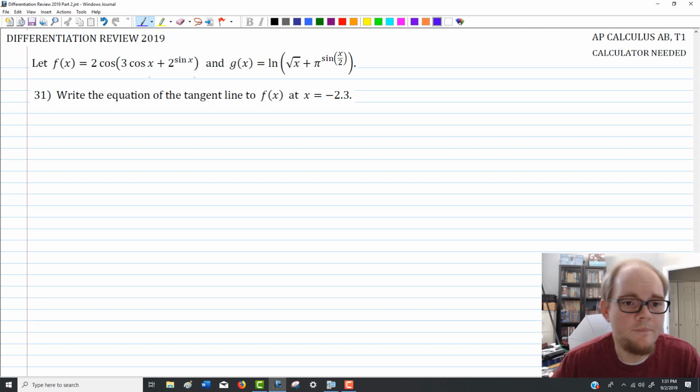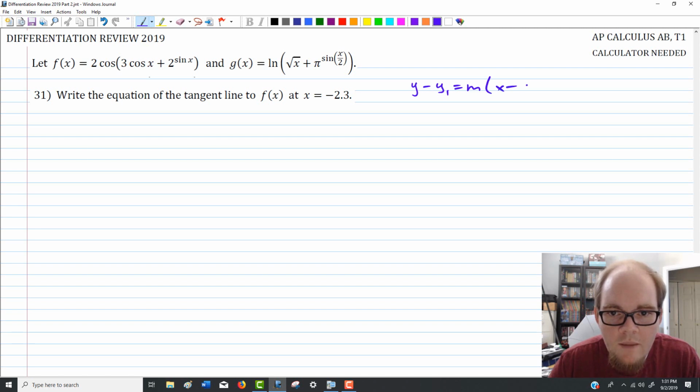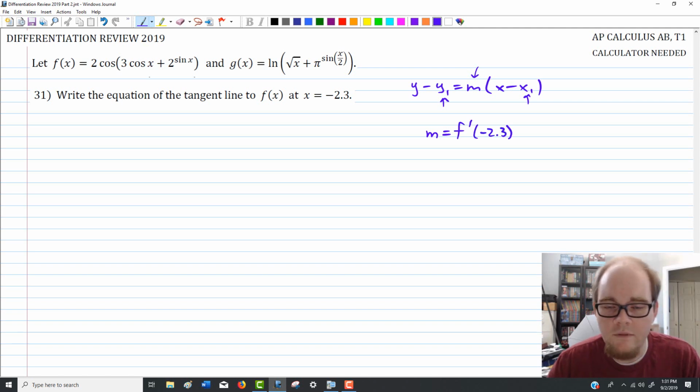So 31 wants us to write the equation of the tangent line to f of x at x equals negative 2/3. So now this isn't normally a very difficult thing, but because we're using a calculator, it can be a little bit uncomfortable. So if you recall, to get to a tangent line, we need a couple ingredients here. In particular, we need x sub 1 and y sub 1, the point of tangency's coordinates, and we need a slope. So as far as pieces here, to get our m value, we're going to calculate the derivative of our function at that x value, negative 2/3.